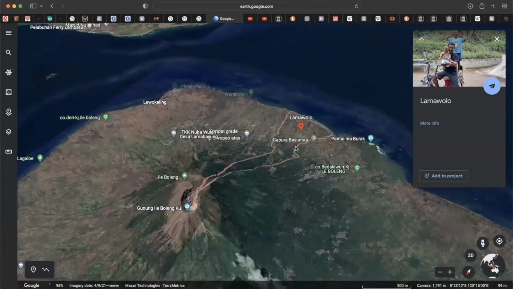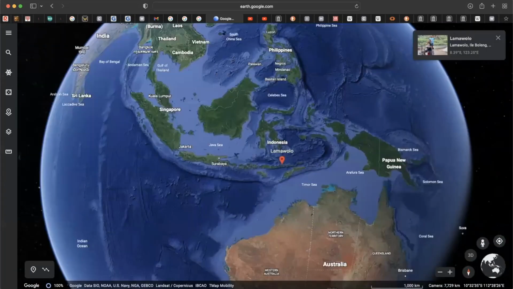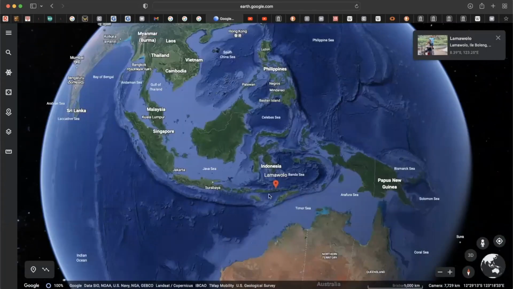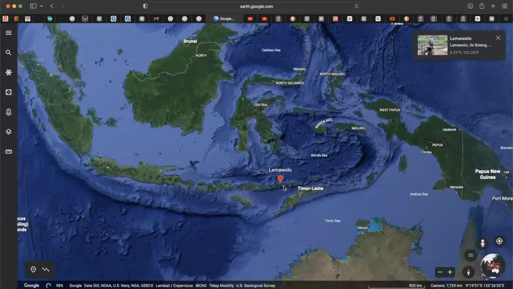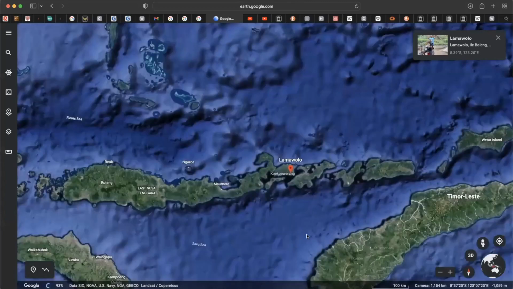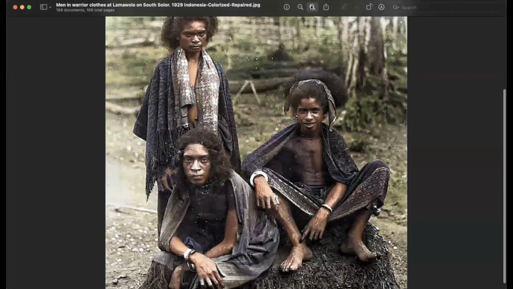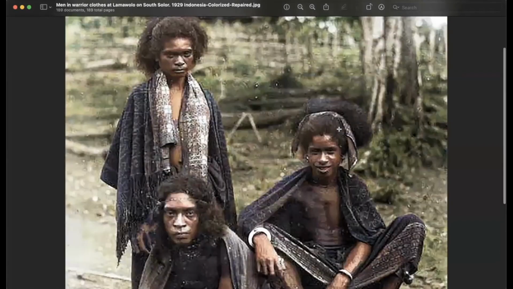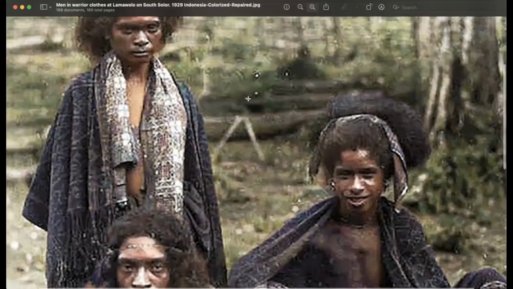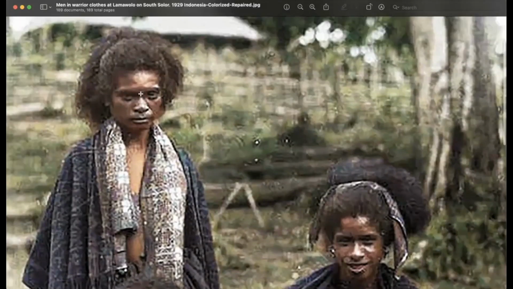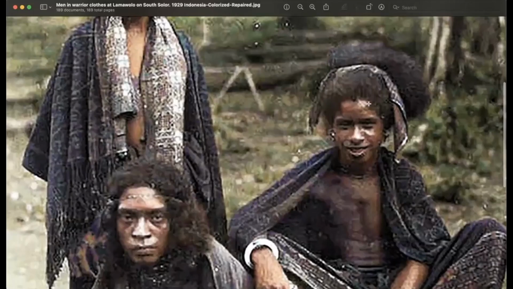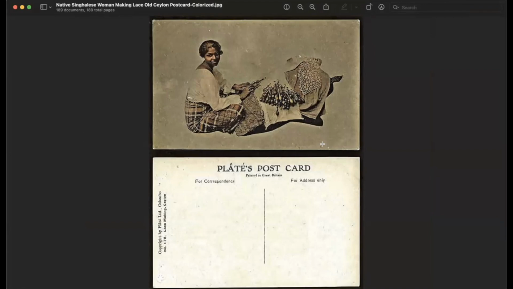And where's Lamawolo again? I'm going to back up. As you can see, backed up, Lamawolo is in Indonesia. Let's go back to the pic. Indonesians from Lamawolo. Let me show you, close up, look at their hair, right? Look at him, he doesn't play, and then look at him, he's chilling, all right? He's chilling.